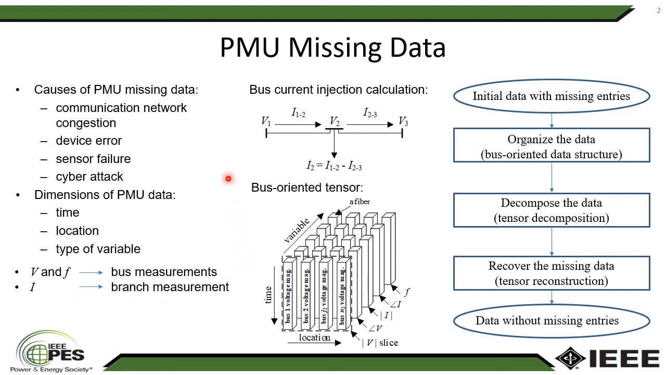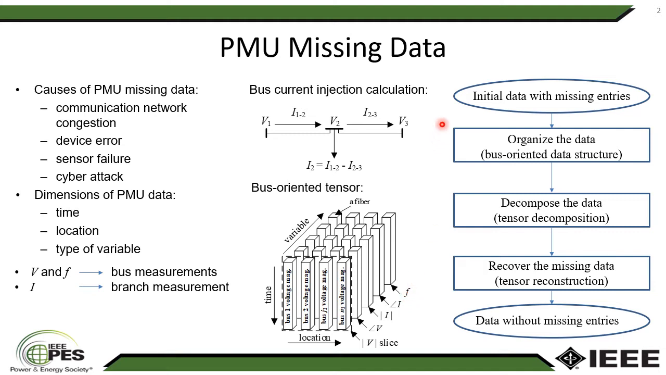In order to solve this issue, we propose to use a bus-oriented structure, where for each bus, a current injection is calculated using Kirchhoff's law, and all data is organized into a bus-oriented tensor, which is a multidimensional array. The tensor has a time dimension, a location dimension, and a variable dimension. The variables are voltage magnitude, voltage angle, current injection magnitude, current injection angle, and frequency.